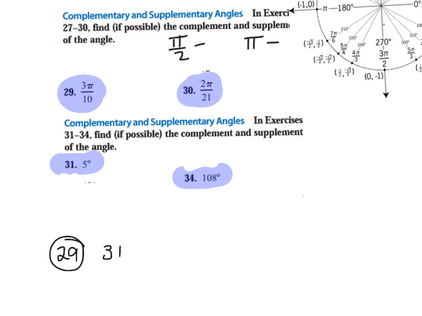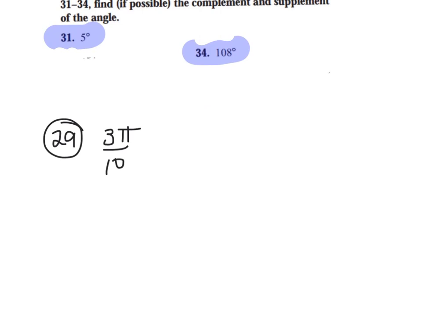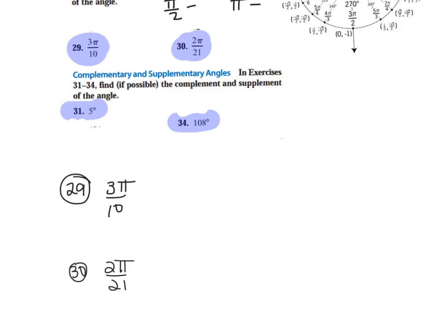I start off with 3 pi over 10, right? And 2 pi over 21. Yes? Okay. So if I want to find a complement, that means two angles that add up to be pi over 2. So I'm going to say pi over 2 minus 3 pi over 10.